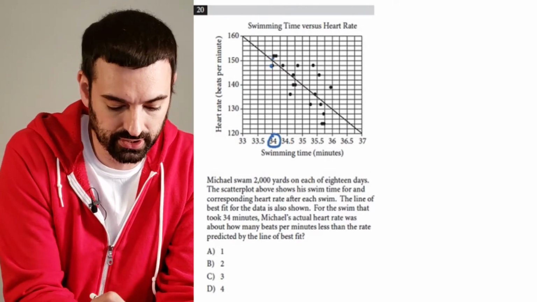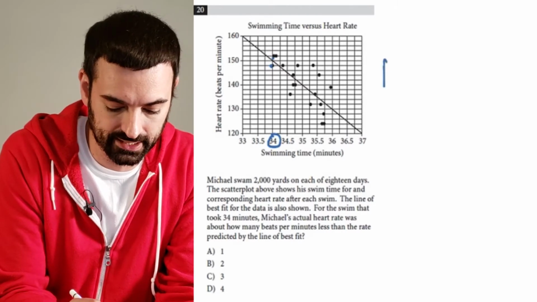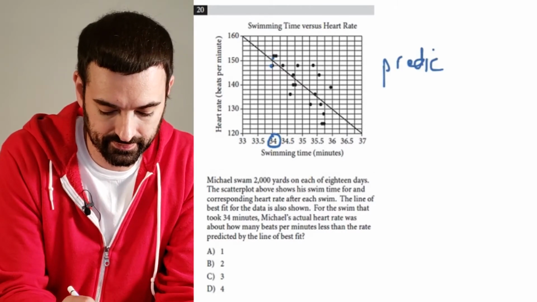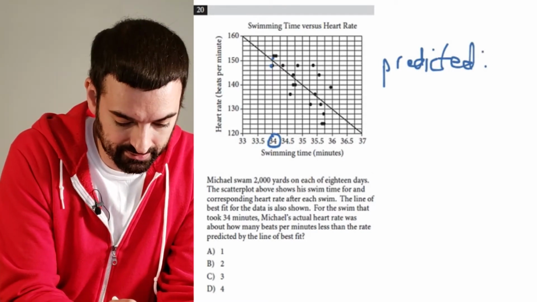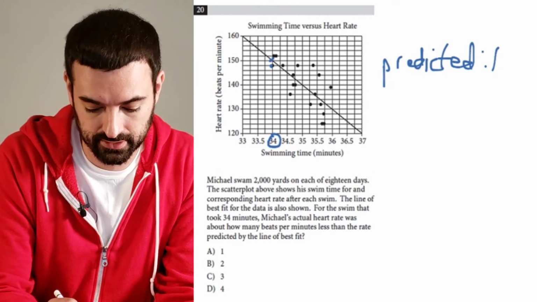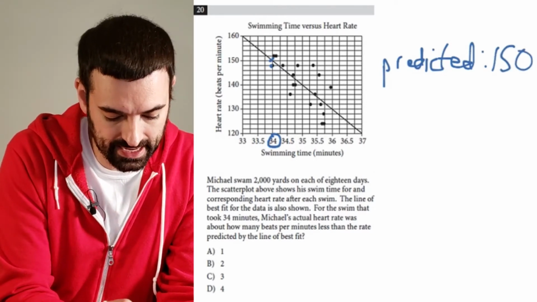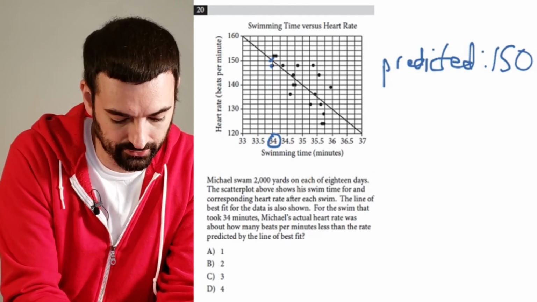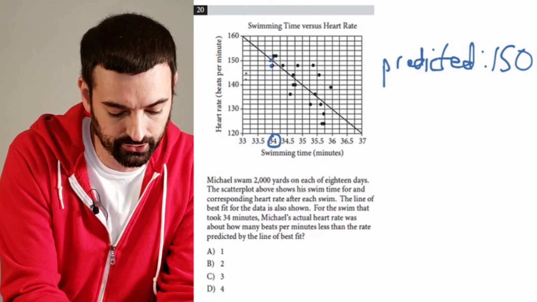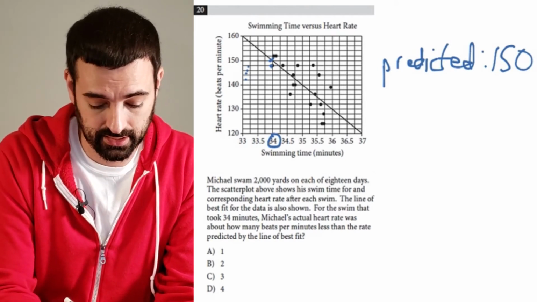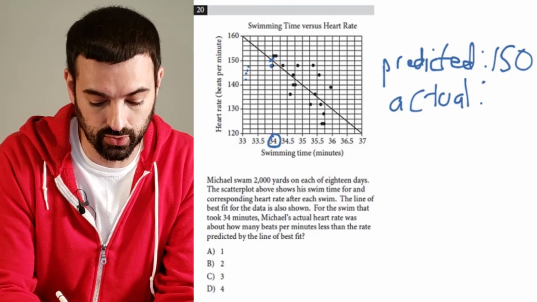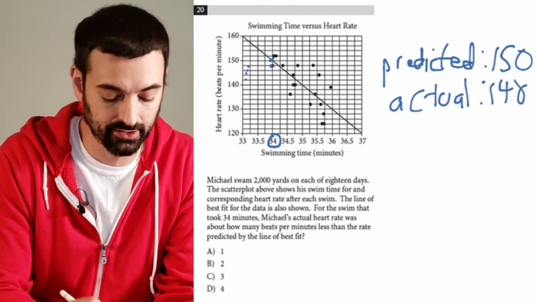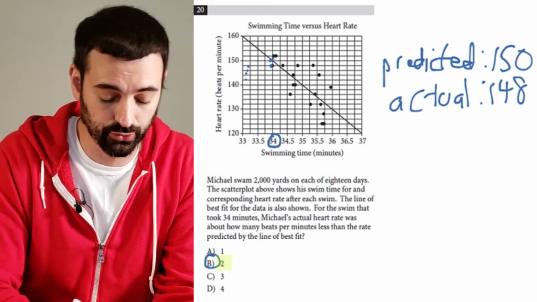I'm having a little bit of trouble with the iPad, but I'm going to write this down, that predicted, I thought my handwriting would be better. It is not. Predicted is about 150. And actual heart rate looks to be, let's see, this is 140. These look like they're going by twos. So I'd say actual is 148. And that's a difference of 2. B is your answer.